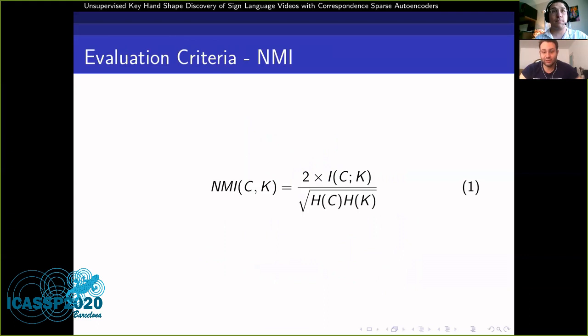Since the training is conducted in an unsupervised fashion, there's no way to know exactly the actual number of key handshapes and which index should correspond to the actual key handshape. One commonly used metric to evaluate clustering is the normalized mutual information, which gives a value between 0 and 1. Another intuitive metric is the estimation of accuracy, which we'll describe next.